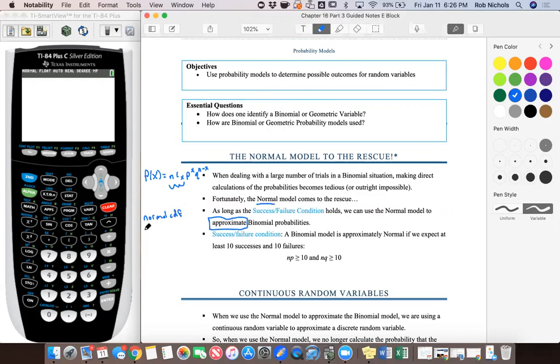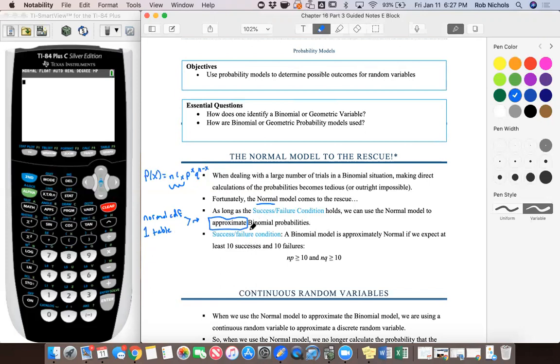And it's also easier because there's one table. And that's in the back of the book, or that's in your table of formulas or tables that's given to you in the AP exam. So we would really love to be able to use the normal model. And it makes our calculations a little bit easier. But the key is it's not perfect. It's only an approximation.